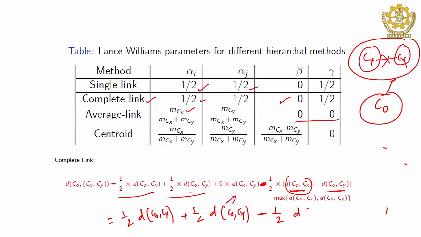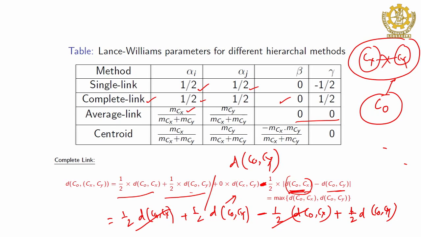So, half of the distance C0Cx, okay. So, then this will be plus half of the distance C0Cy. So, this will cancel out and this one remains, this will be the distance C0Cy. We consider this distance is greater than this one. So, that means this is the minimum. For whatever distance will be minimum, that will be applicable for the single linkage. So, similarly, we can apply it for the average linkage and Ward's method.